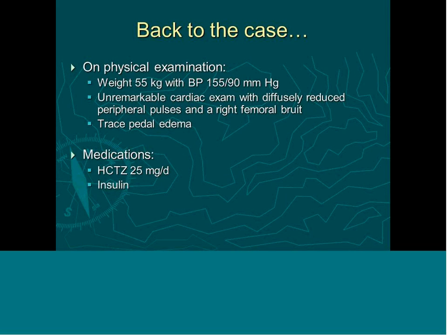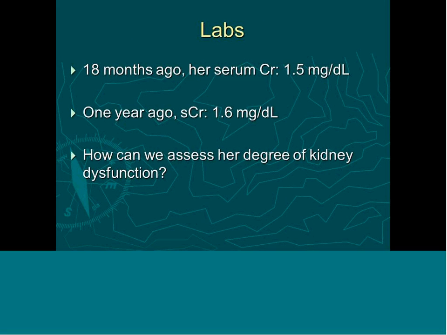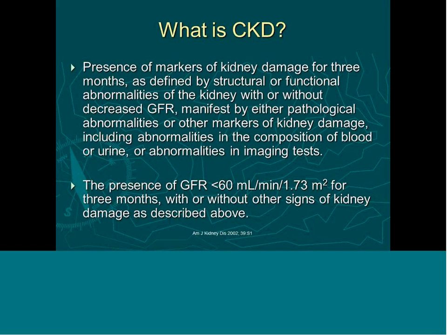She takes hydrochlorothiazide and insulin. Eight years ago, her serum creatinine was 1.5. Her serum creatinine now was 1.6. So the question: how can we assess her degree of kidney function at this point? Does she have chronic kidney disease? Let's start with the definition of chronic kidney disease.